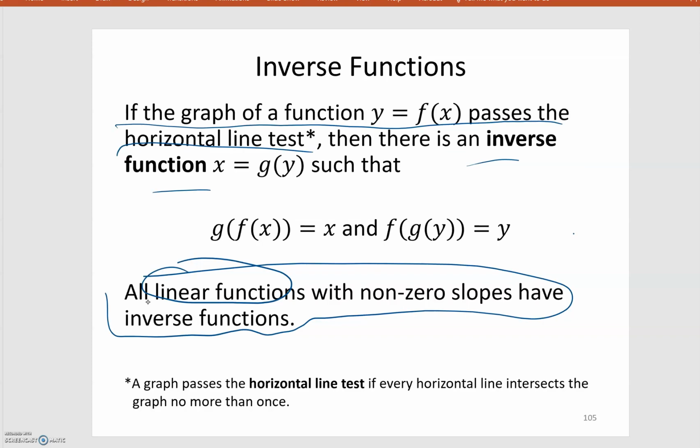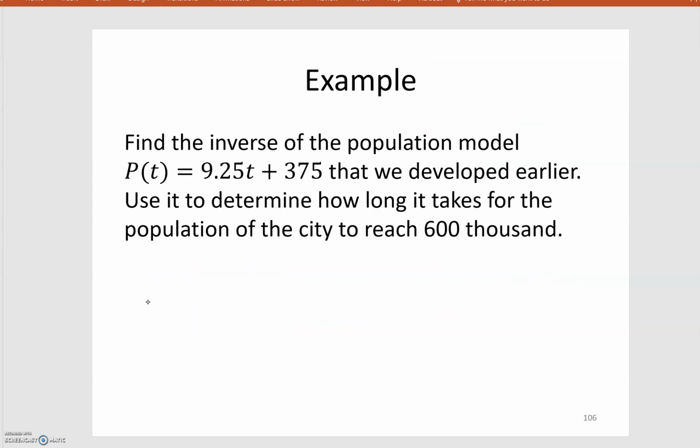Now, how do you actually find it? Well, we're going to do that right now with this example, because there's a nice easy procedure for finding the inverse of a linear model. In general, finding the inverse of a function can be quite difficult, but for linear functions it's pretty easy. So here's how we do it. Let's suppose that we're using the same population model that we found in that previous lecture, and we want to find the inverse, and we'll get to this question in a moment. So we're going to try to find P inverse.